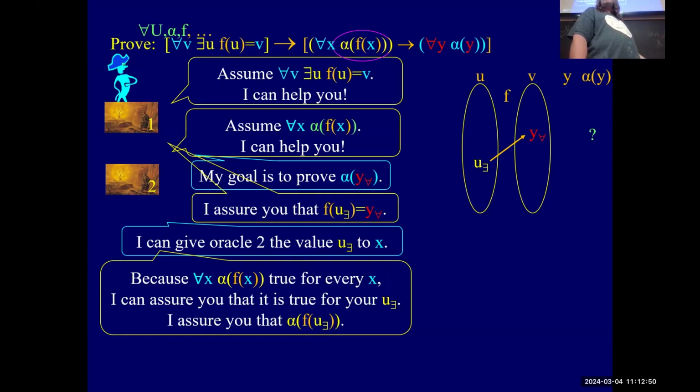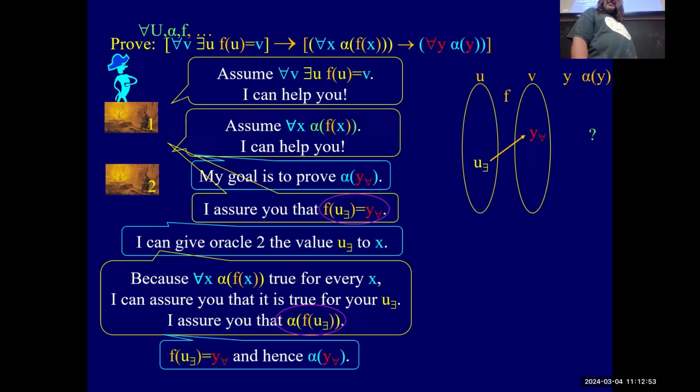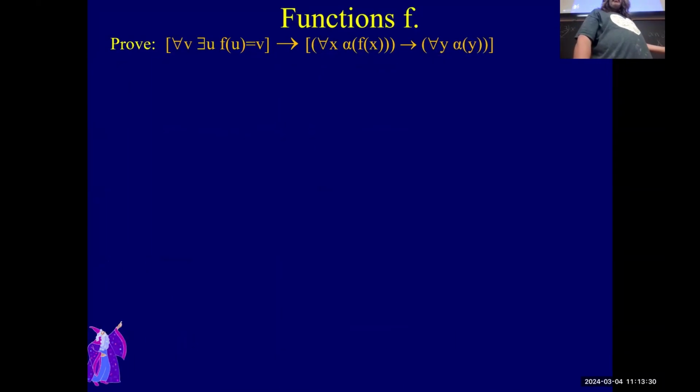Everybody got that? And I say, fantastic. What do I know? I know two things. I know that F of U is Y, and I know that alpha is true for F of U, so hence I can conclude that alpha is true for Y, right? There was another little rule we needed about our logic, right? That if these two objects are the same, and alpha is true for one of the objects, then alpha is true for the other object, because the two objects are the same, right? And that's the proof, right? Everybody get it?